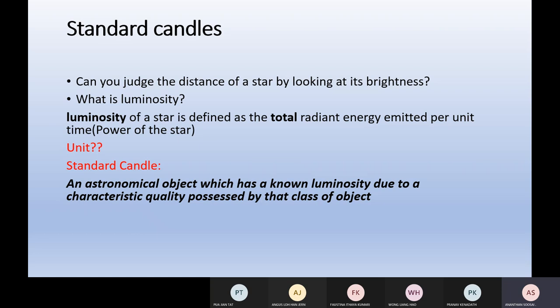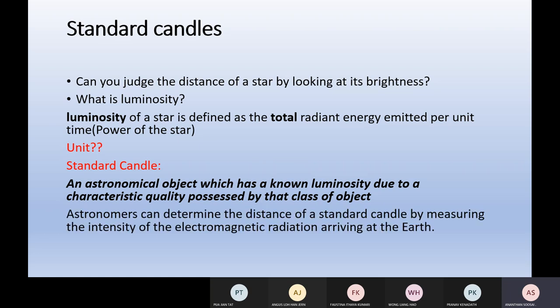Okay, now let's go in depth how distance can be calculated. As I said, the last one: an astronomer can determine the distance of a standard candle by measuring the intensity of the electromagnetic radiation arriving at the Earth. This is different. Intensity arriving at the Earth is different from the luminosity.